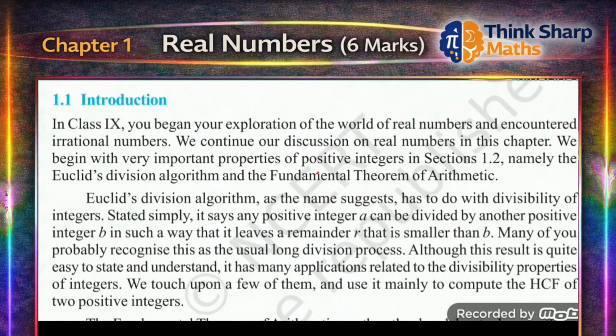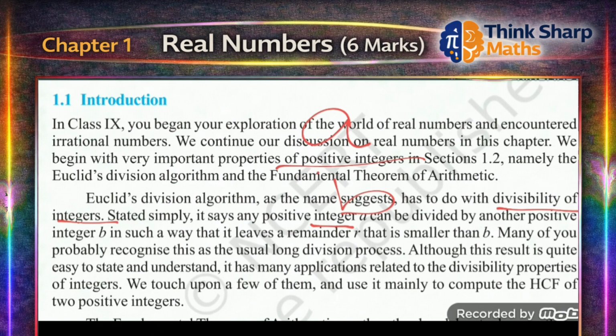As the name suggests, it has to do with divisibility of integers. Here we are going to divide two integers. Stated simply, it says any positive integer a can be divided by another positive integer b in such a way that it leaves a remainder r that is smaller than b. Whatever remainder comes, that has to be less than b.